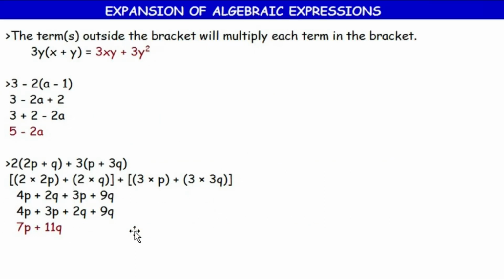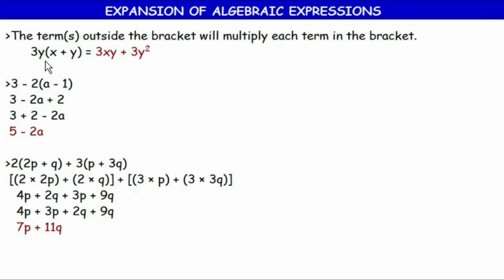Okay, let's proceed. Let's now talk of the expansion of algebraic expressions, right? So there are times that you would have a term outside, and then it is multiplying another set of terms within a bracket, right? So here we have 3y multiplying the expression x plus y. Here you are seeing that within the bracket we are having two different terms, x and y, right? So how do you expand this algebraic expression?